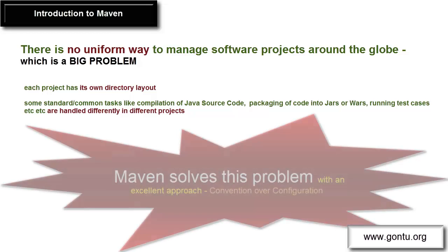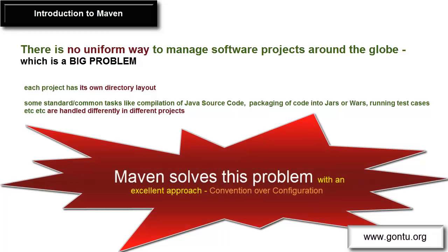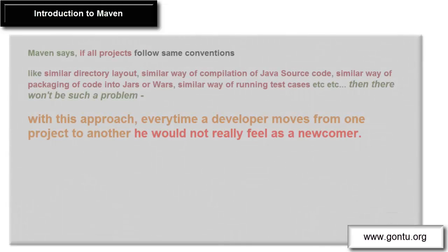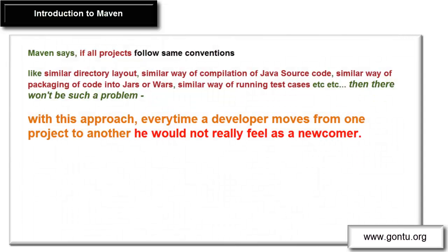Now Maven solves this problem by giving an excellent approach called convention over configuration. It says if all projects follow the same conventions or rules, like exact similar directory layout, fixed way of compilation of Java source code, fixed way of packaging of code into jars or wars, fixed way of running test cases, fixed way of including a resource like a properties file onto the project's class path, etc., then there won't be such a problem. The idea of Maven is very clear.